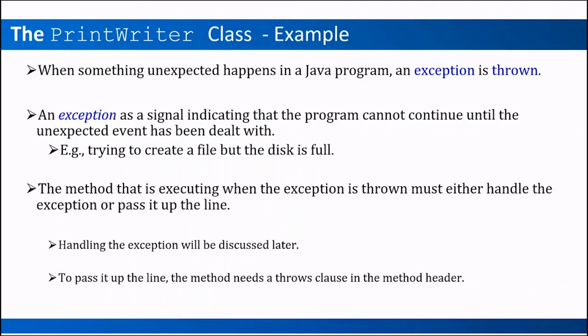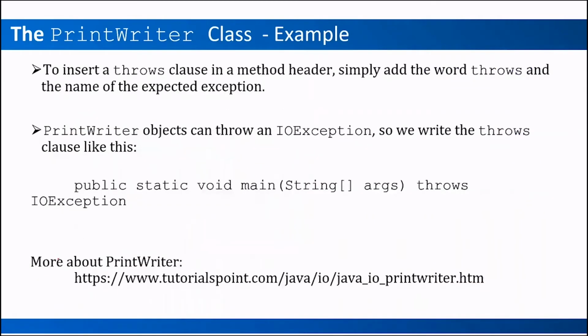So a method that is executing will need either to handle the exception, or to pass it up the line so another part of the code or another method will take care of it. And this is what we are doing in this code. Here it shows how you throw an exception from the main method for input output, because we are dealing with files. If you want to read more, this is a link that discusses the PrintWriter class and how to interact with it.